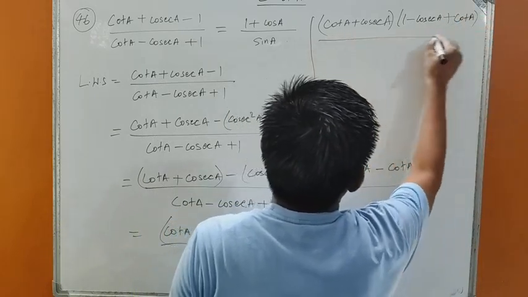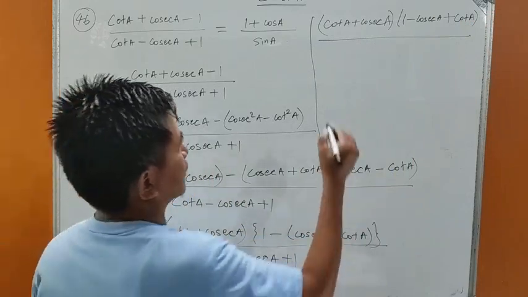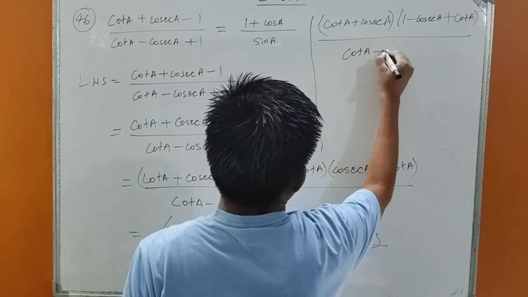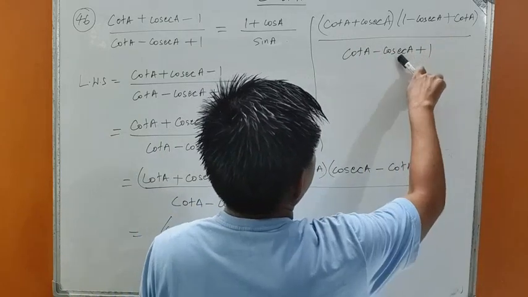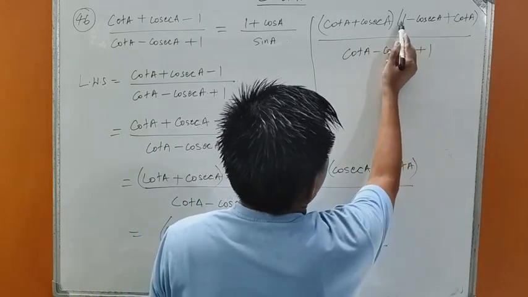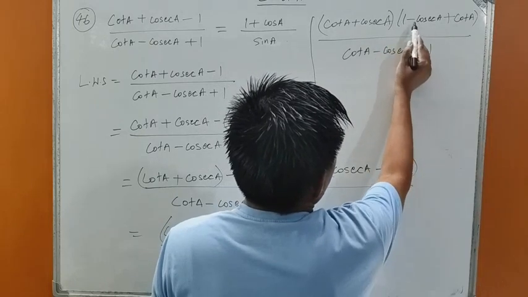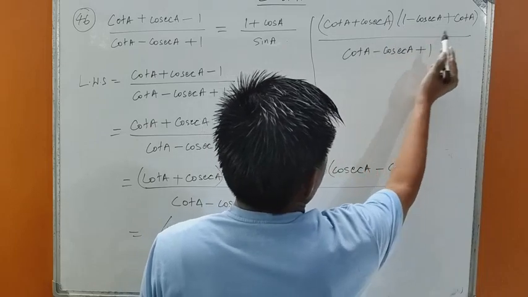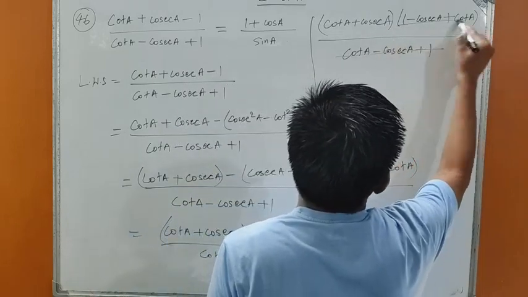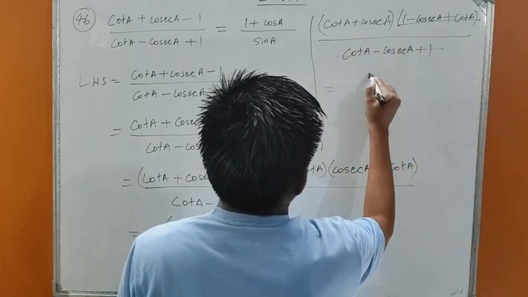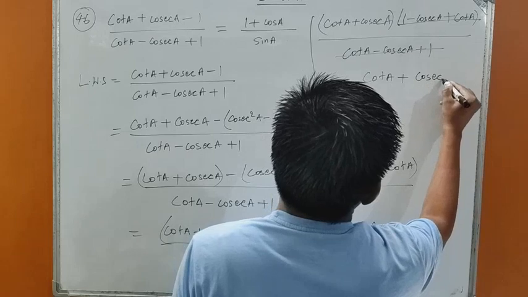In the denominator we have cot a minus cosec a plus 1. So these two numbers are the same: plus 1, cosec a is minus, cot a is plus. So let me cancel these two numbers. We have cot a plus cosec a left now.